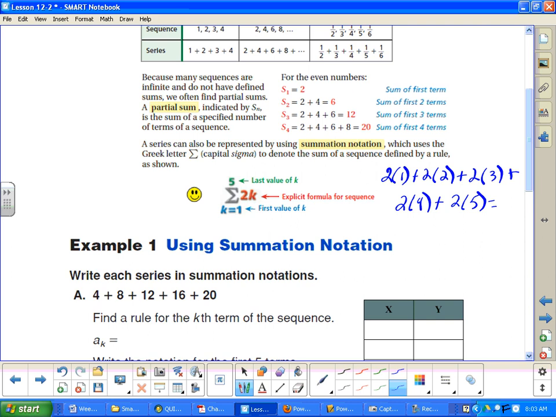Okay? So this summation here, when it says the sum of 2k as k goes from 1 to 5, what that means is I'm going to start, put 1 in for k, so I have 2 times 1, then plus 2 times 2, plus 2 times 3, plus 2 times 4, plus 2 times 5. And then I would find that sum. Okay? That's what this means. So basically all we're doing is they give us the explicit rule, and we stick the numbers 1 through 5 in for k and add them up.